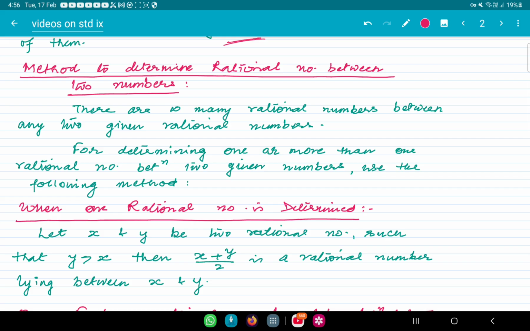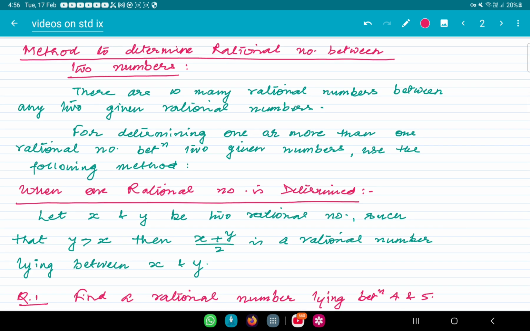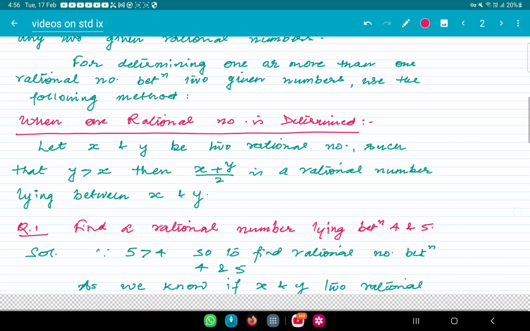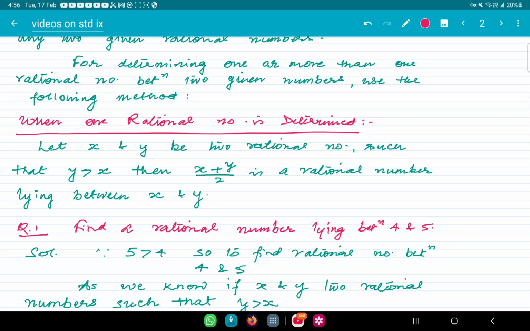Now, the method to determine rational numbers between two numbers. If in a question they give you two numbers and want to know how many numbers can be represented in between, there are infinite numbers between any two rational numbers. So for determining rational numbers between two rational numbers, one method is this.